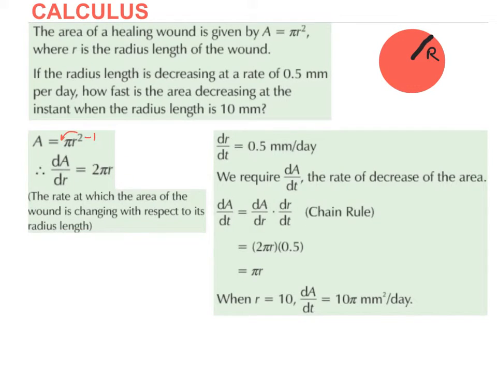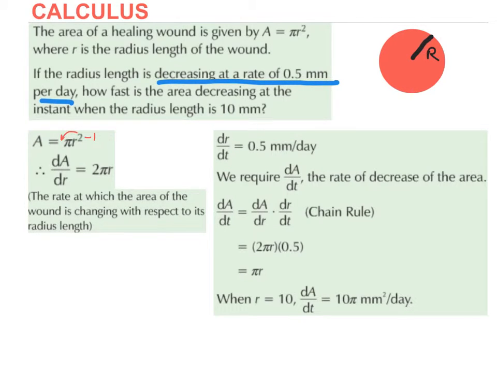So what we found when we found 2 pi r is the rate at which the area of the wound is changing with respect to its radius length. Now we were told in the question that the radius length is decreasing at a rate of 0.5 millimeters per day. So dr/dt is going to be 0.5. If we were to differentiate r with respect to t, we would get 0.5.